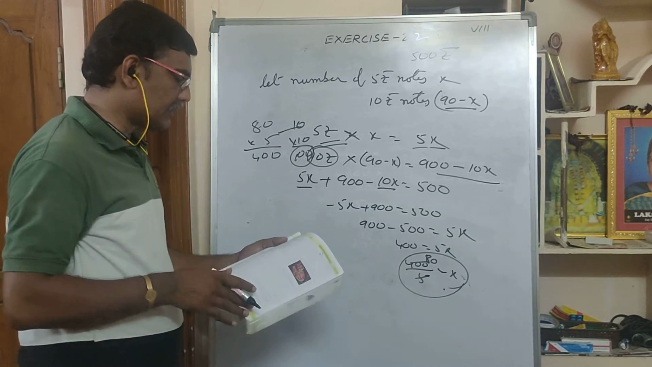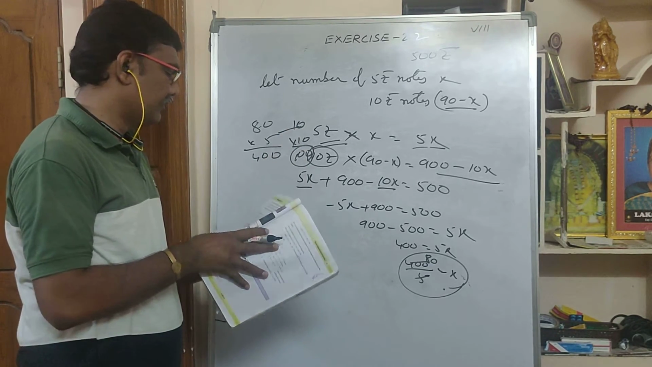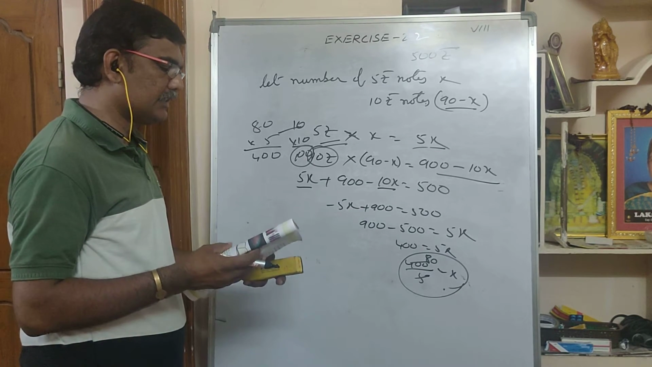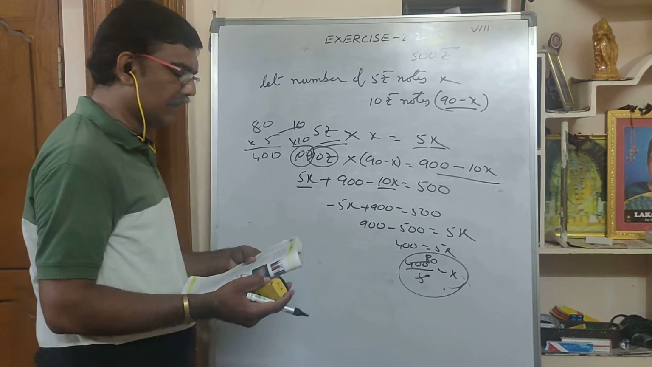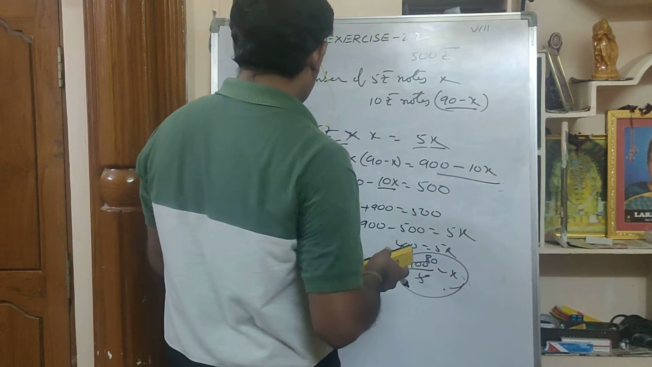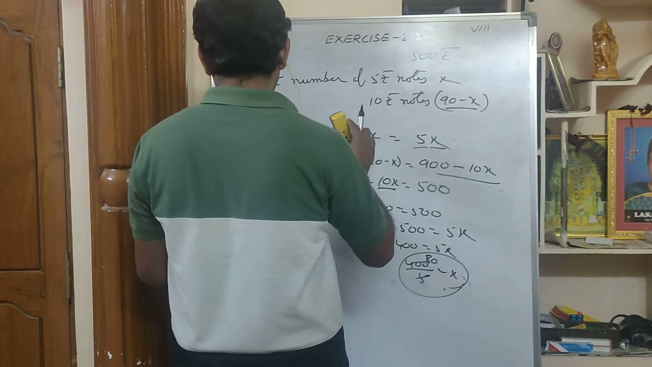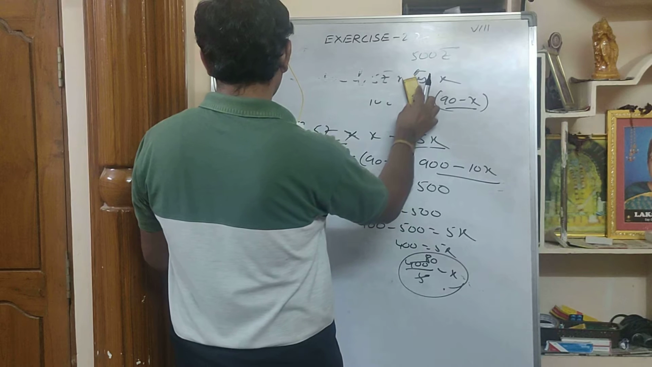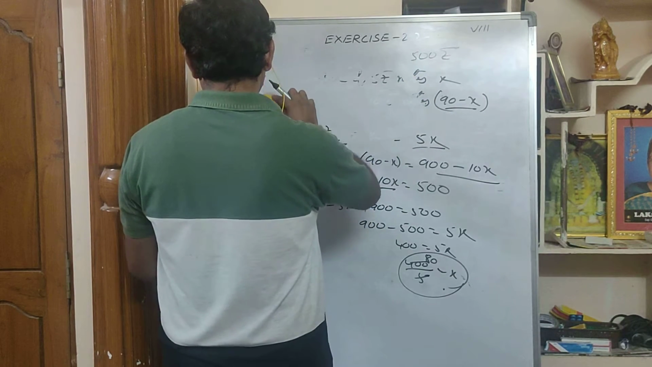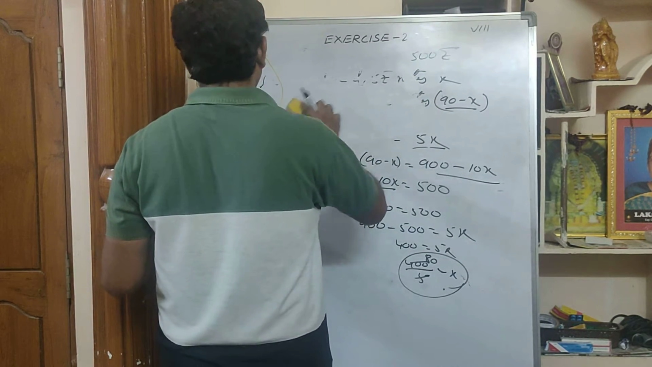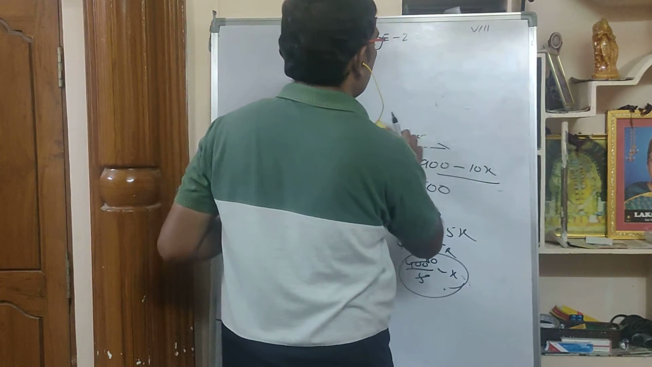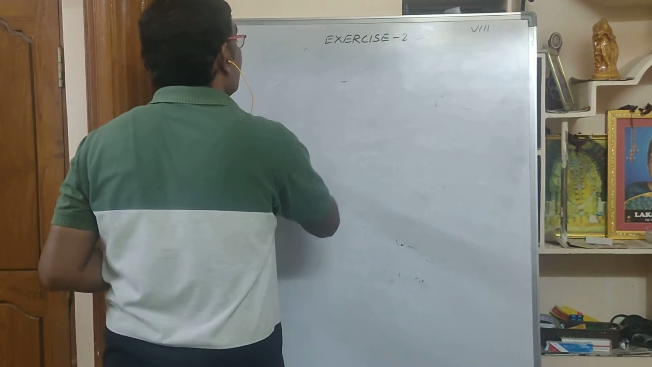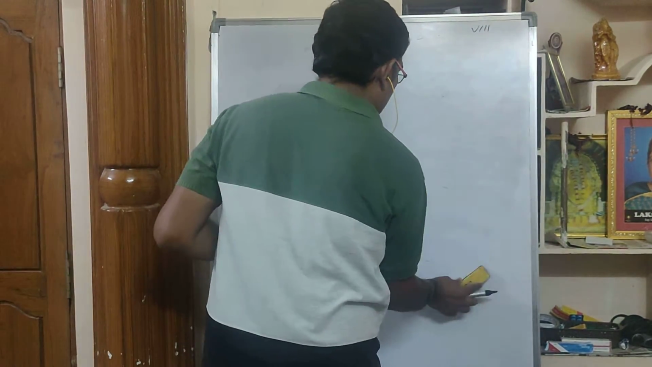Okay. Next question, 15th one. A person spent 564 rupees in buying pens and pencils. If cost of each pen is 7 rupees and each pencil is 3 rupees, and if the total number of things bought was 108, how many of each type did he buy? So these problems are very interesting problems. If you think and practice, you will get it.